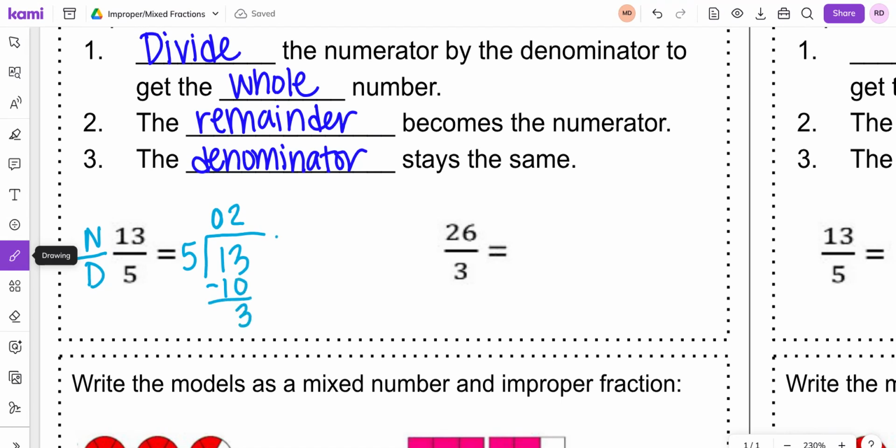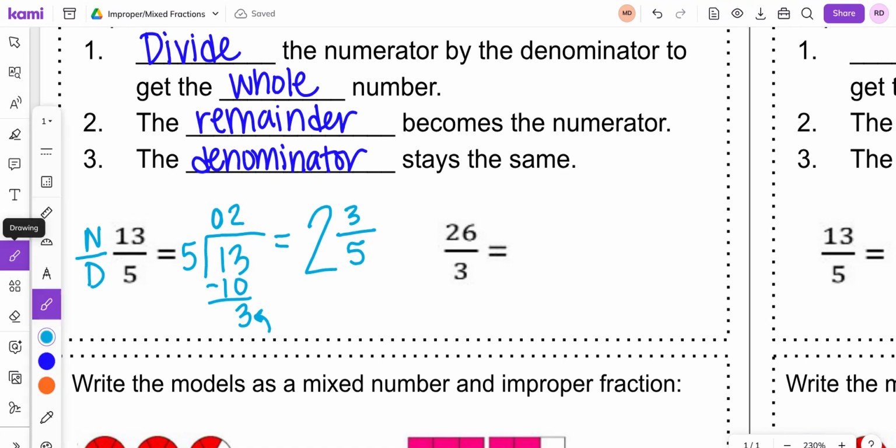Now we have the parts we need. So step 1 said the answer to the problem is the whole number. So our answer is 2. So our whole number is 2. Said the remainder, or what is left, which is down here, is our numerator, so that is 3. And our denominator is 5. So 2 3/5 is the answer to our question.